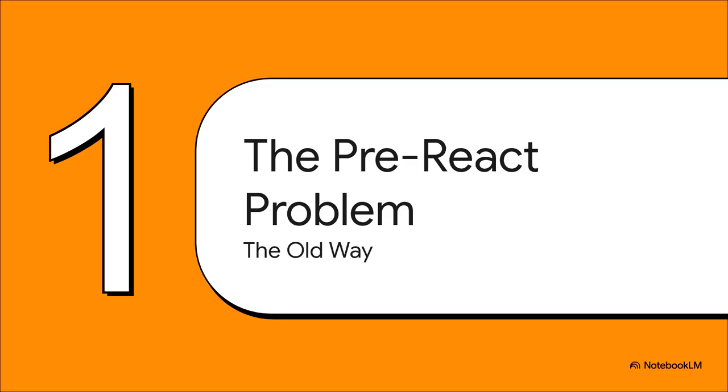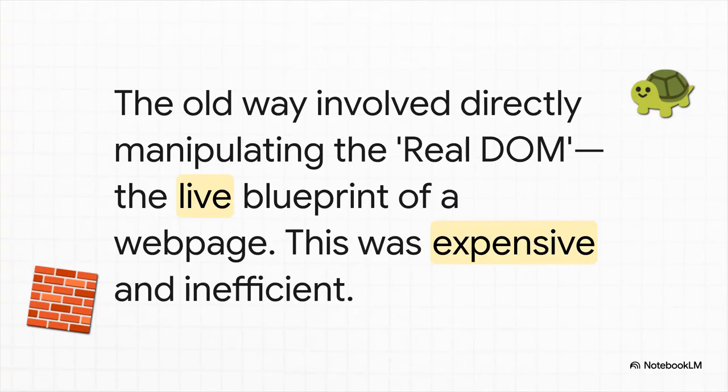To really get why React was such a game changer, we have to kind of step back in time and look at the old way of doing things. Before tools like React showed up, developers were really wrestling with some serious headaches trying to build complex, interactive websites. The heart of the problem was something called the DOM. That's the Document Object Model. The easiest way to think about the DOM is as the live blueprint of a web page.